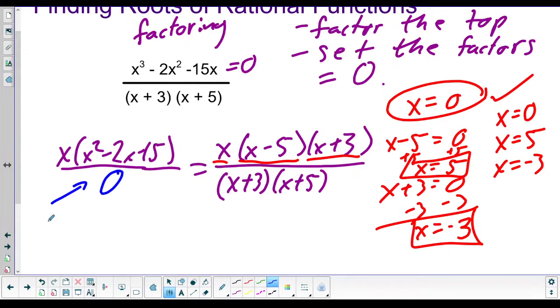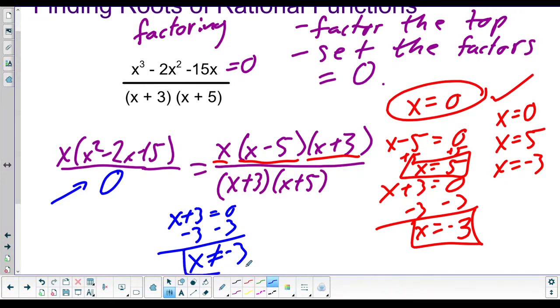It's worse than that. So what we do is we set the denominator terms equal to 0, solve for x, and then we say x doesn't equal those numbers, and those are our restrictions. So if we have x plus 3 equals 0, subtract 3. So we have x does not equal negative 3. That's a restricted value, and it's bad and you're not allowed to use it.